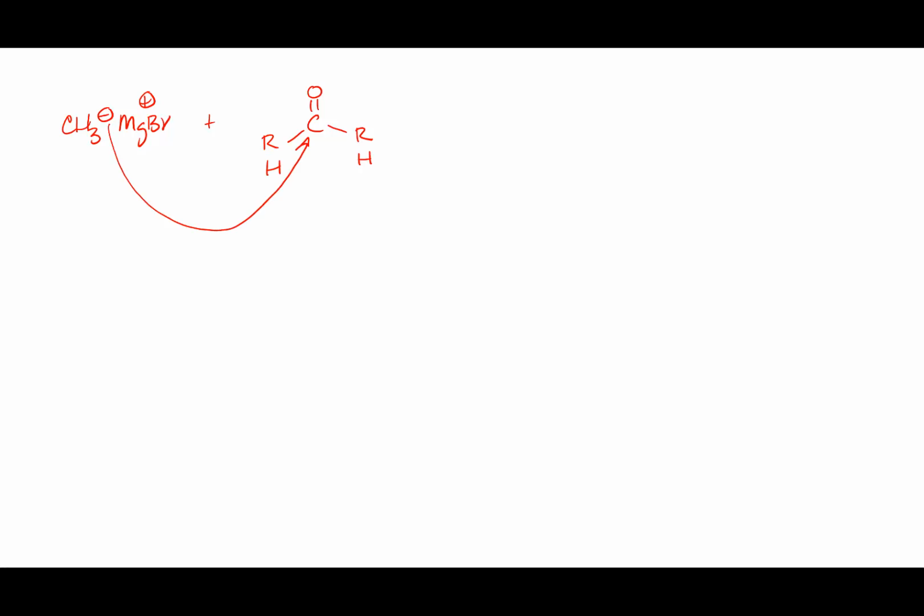The C minus comes in, attacks the carbonyl. The pair of electrons goes up there. My R or my H is attached to the carbonyl. I form an O minus. And then I've added now my CH3, or CH2 minus, or whatever the C minus is. I've now added it.